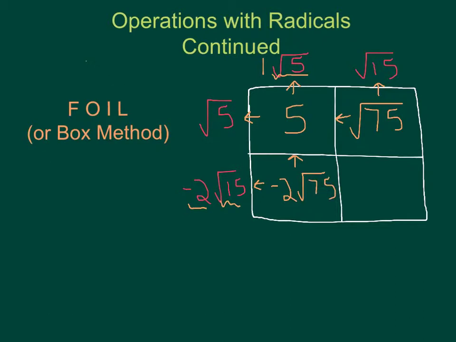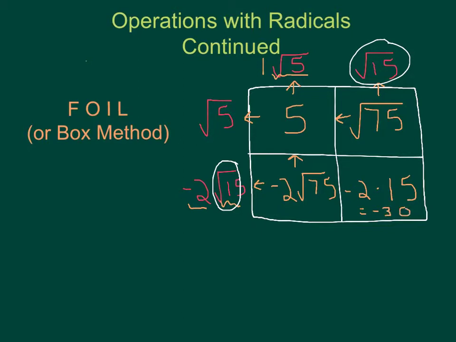And then the last one, I have negative 2 and then square root of 15 times the square root of 15. So that would be negative 2 and then times the square root of 15 times the square root of 15 cancels out the square root, and I'm left with 15. So that technically would equal negative 30.